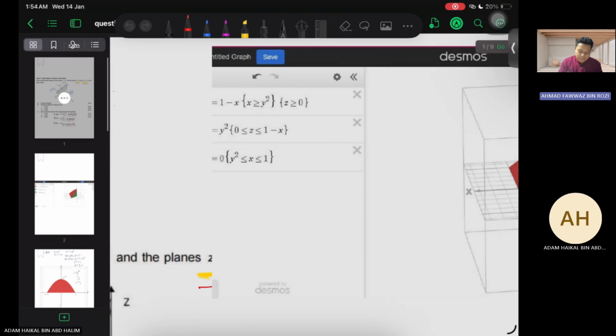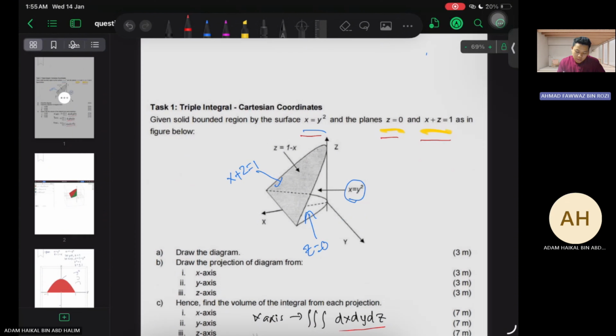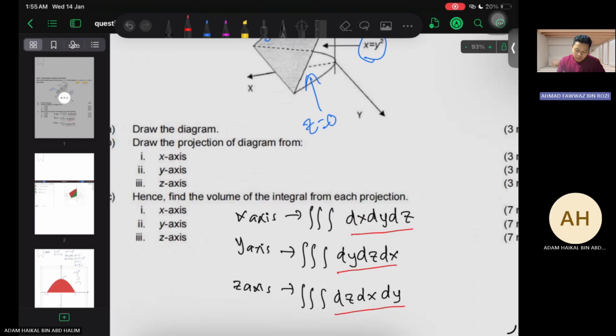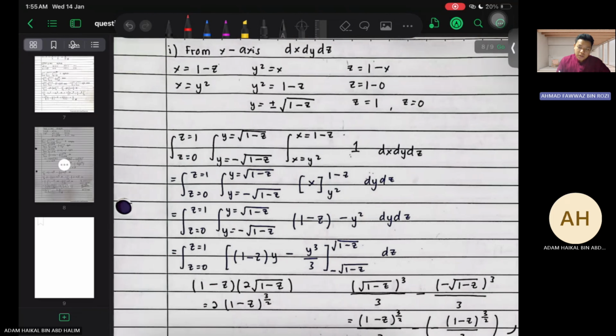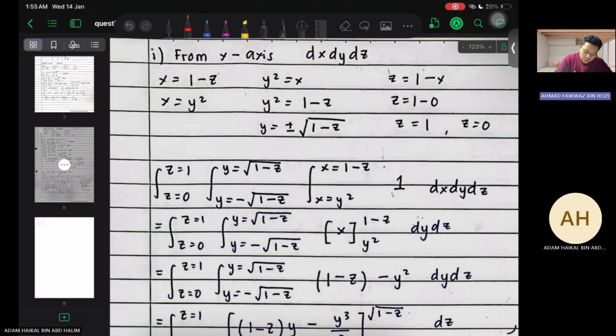Okay, on to the question. Triple integral Cartesian coordinate. Find the value of the integral for each projection. So from the x-axis, y-axis, and z-axis, we must find dx dy dz, dy dz dx, and dz dx dy. From the x-axis, from the question we know x equal to 1 minus z and x equal to y squared.